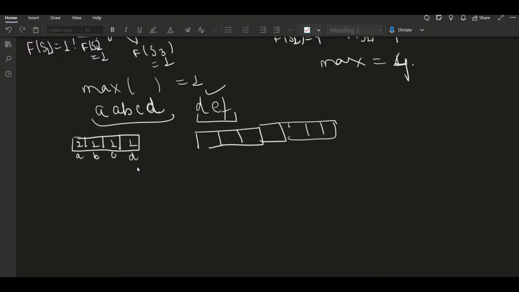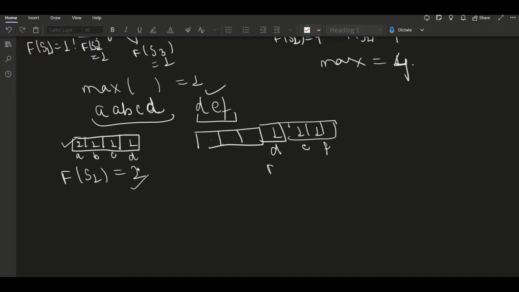The frequency of character D is also 1. So for the first partition, if we apply f of s1, we can clearly see the maximum value we are getting is 2. So we keep track of the maximum value for this particular partition. Once we have f of s1, we find the value for the next partition as well. For the next partition, the d value is 1, e value is 1, and f value is 1.